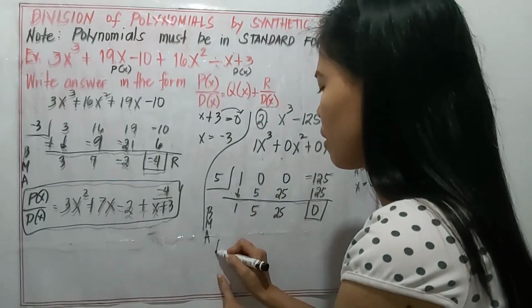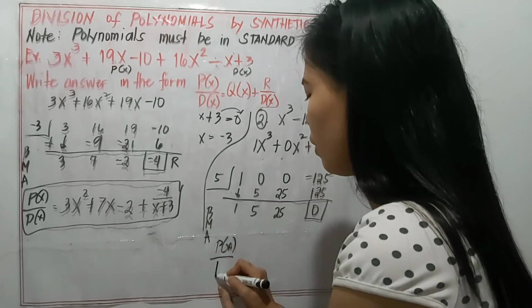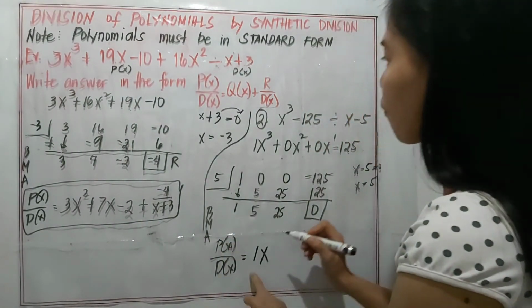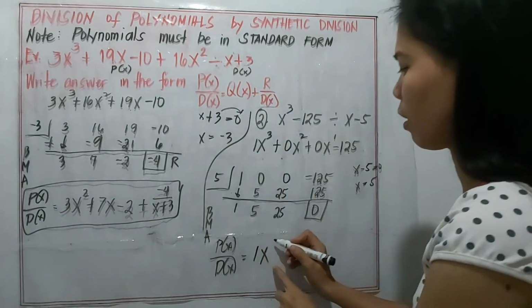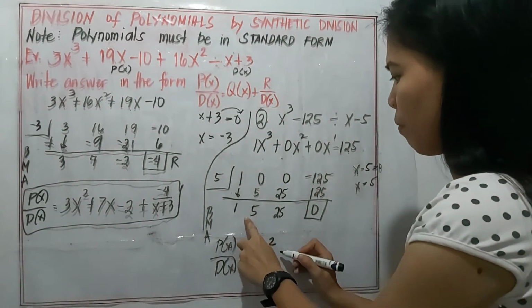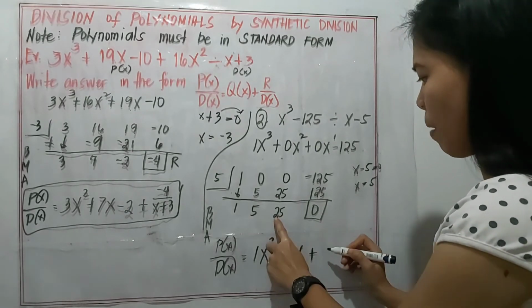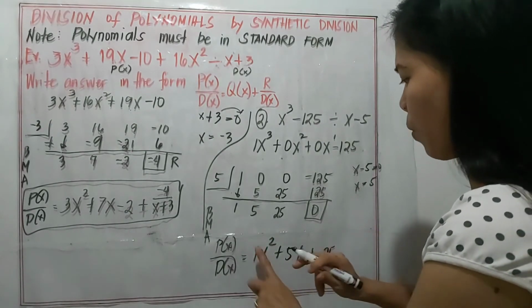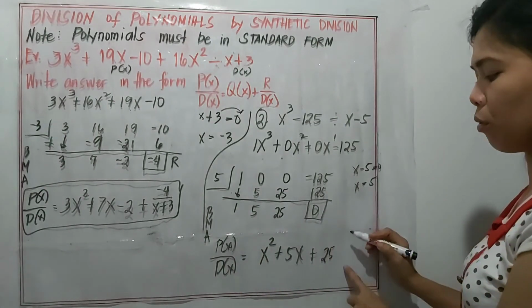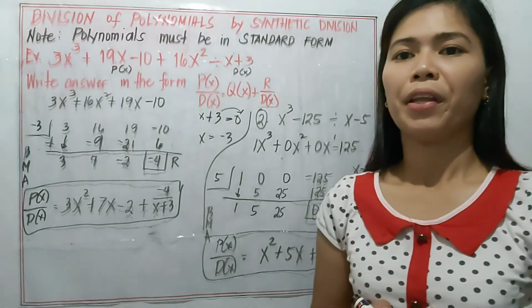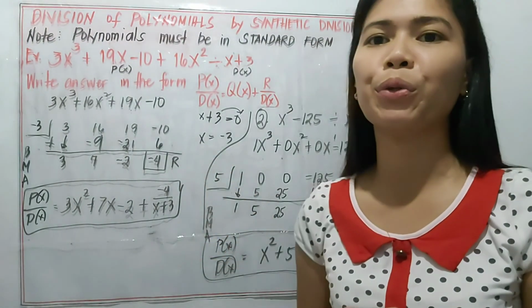So, let's write our answer. P(x) over d(x) is equals to 1. From cube, magiging square na lang siya. Bawas isa. 5, so plus 5x plus positive 25. Pwede nang wala yan. Wala na tayong remainder. So, this is our final answer. There you have it. This is how to do synthetic division.